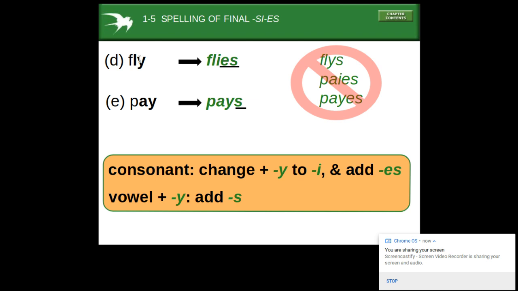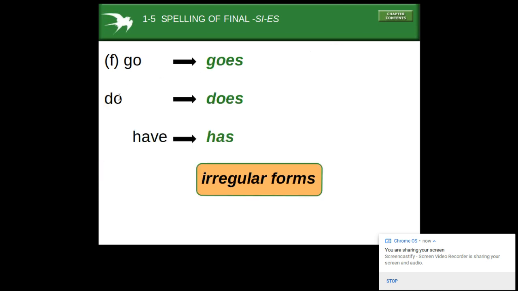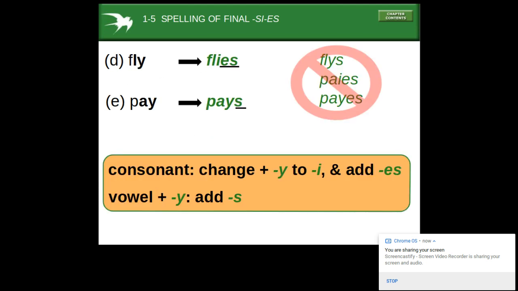Okay, those Y endings like fly, kill the Y, IES, flies. Now that's different because with fly, L is a consonant, and then Y, so it's IES. But a word like pay, it's a vowel, A is a vowel, and then Y. So we don't take out the Y, we add an S.